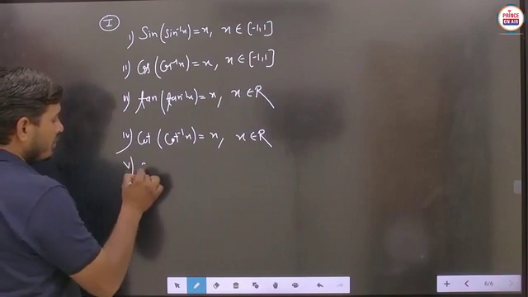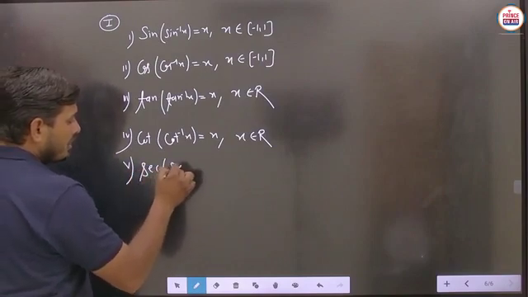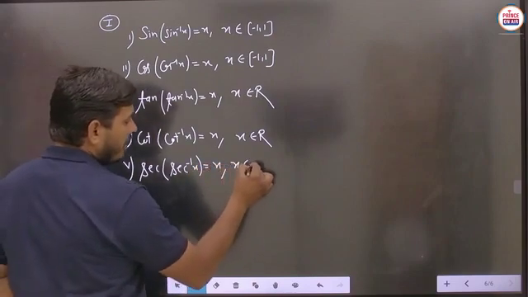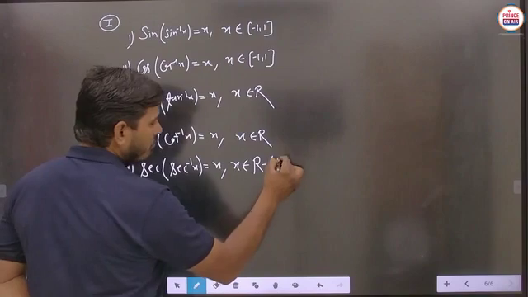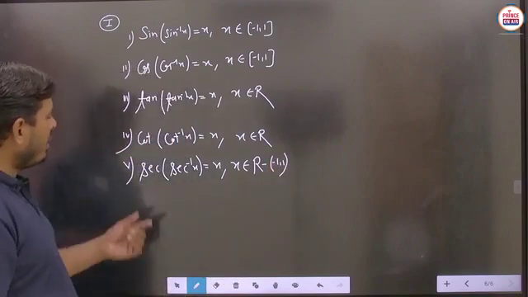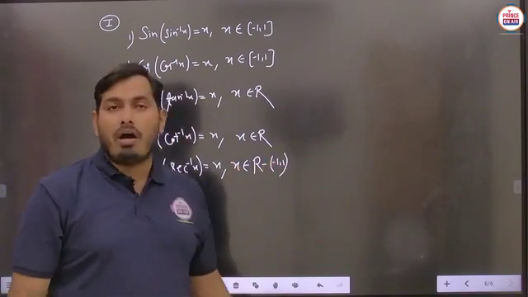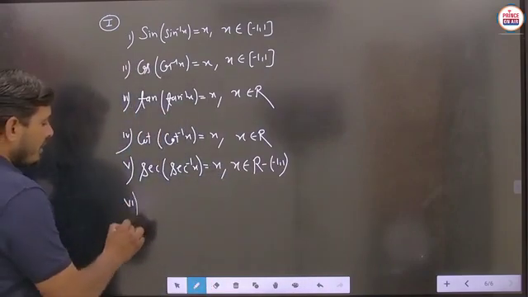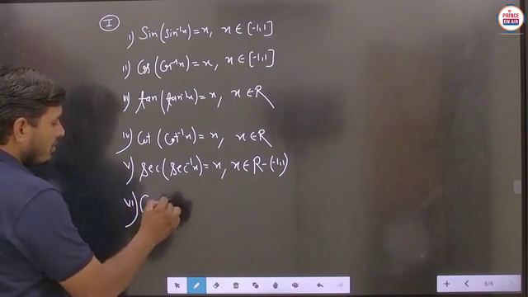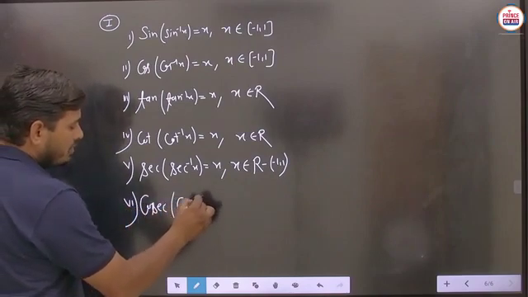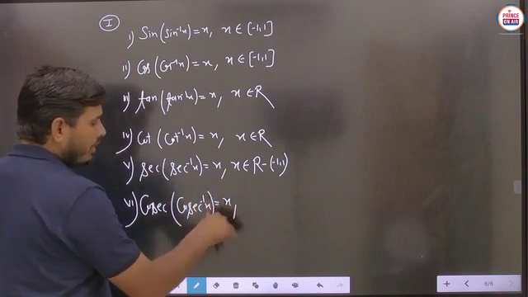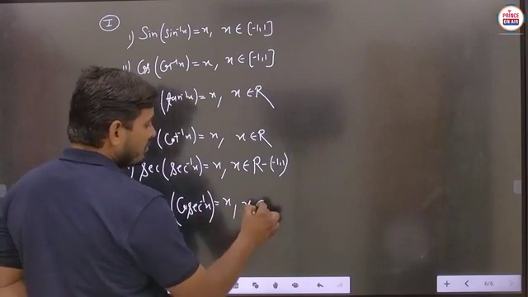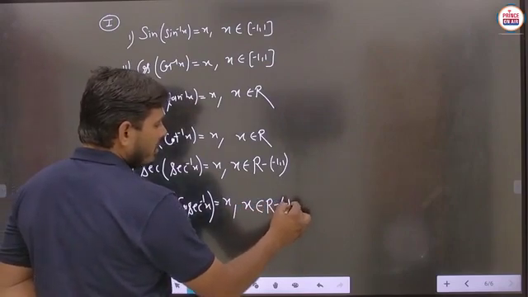Next we will check sec of sec inverse x. That should be x, but in what cases? If x belongs to R minus (-1 to 1), because the range of this particular sec function should be R minus of (-1 to +1). Is it clear? Similarly, in the last part, cosec of cosec inverse x will again be taken as x, where x belongs to R minus (-1 to +1).